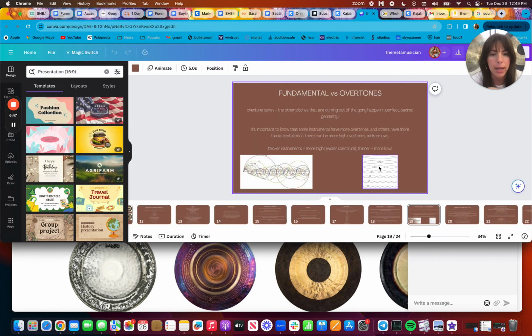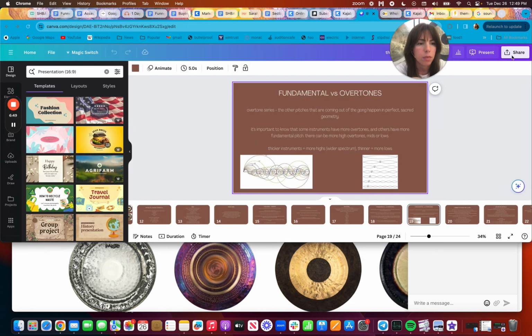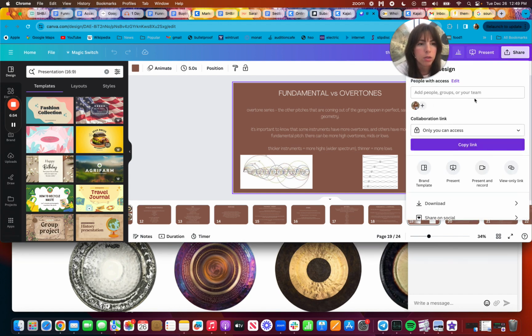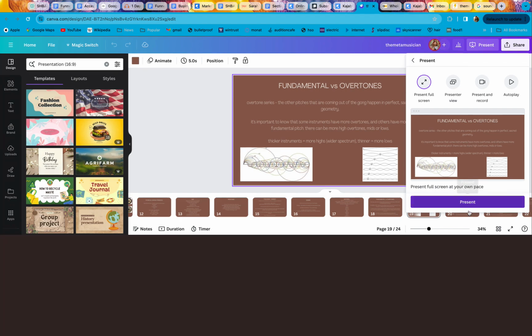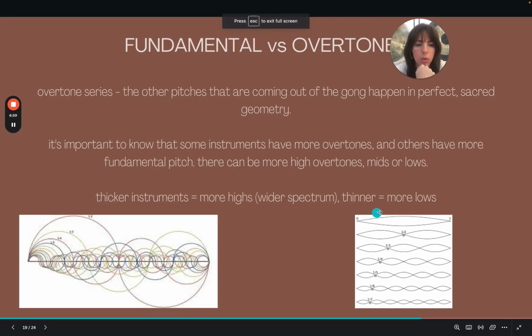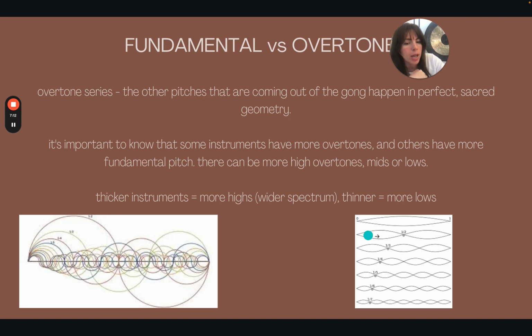So if we're looking back at this, with the sound waves that are happening, let me show you this again, sorry. So this is one length of the sound wave. What happens with overtones is that it's basically cutting the fundamental pitch in half, and then in a third, and then in a fourth, and a fifth, and a sixth, and a seventh. And it creates this geometry.